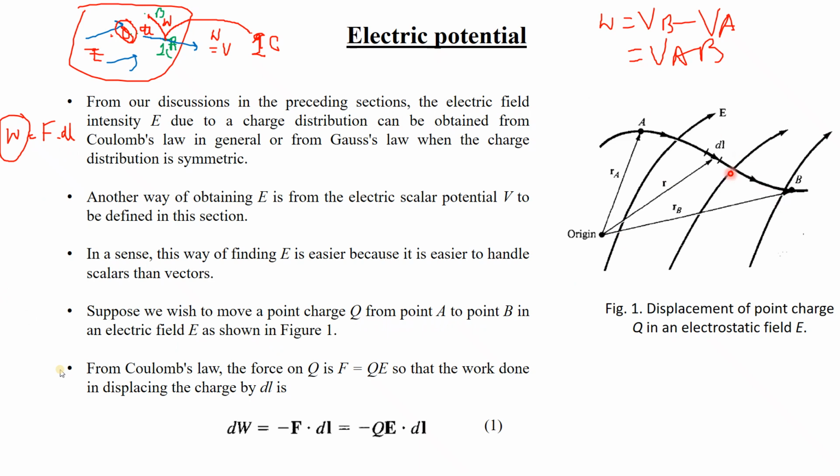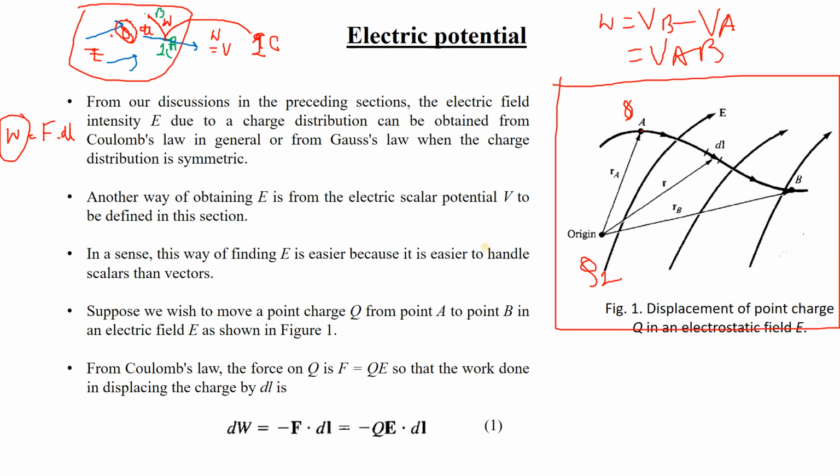Now suppose we wish to move a point charge q from A to B. Suppose there is an electric field present, and there is a charge at point A. This electric field is created by some other charge, suppose Q2. So Q2 is creating this electric field, and E is the electric field intensity.